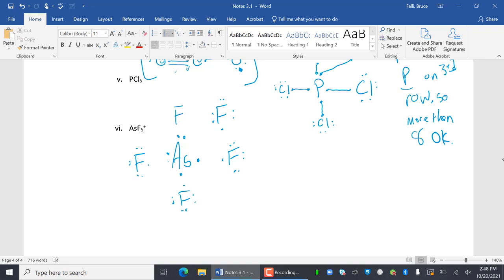Fluorine has 7. And notice how I'm aiming my single electrons at my central atom. And I just connect my dots. Wait. I know what's wrong here. I said As and I wanted Ar. Argon has 8 electrons. So I messed up. It should be ArF5 positive.